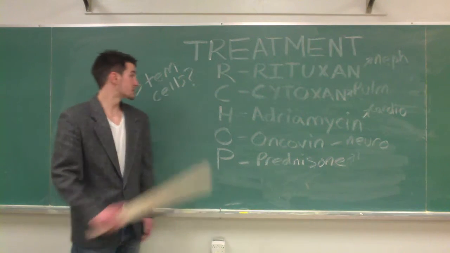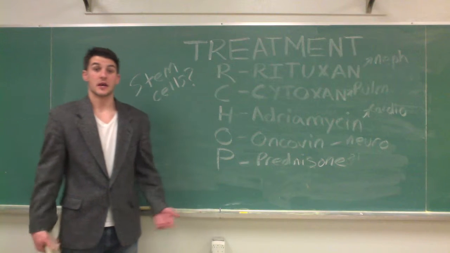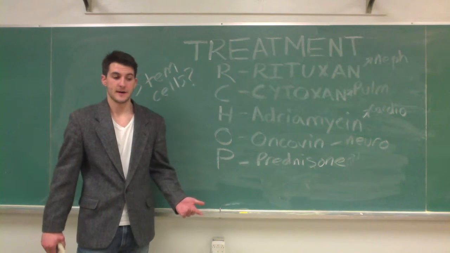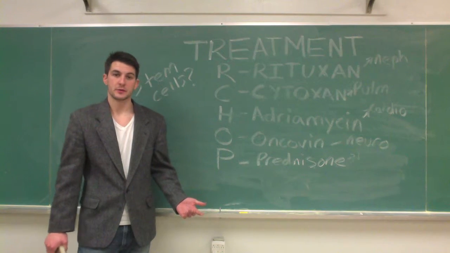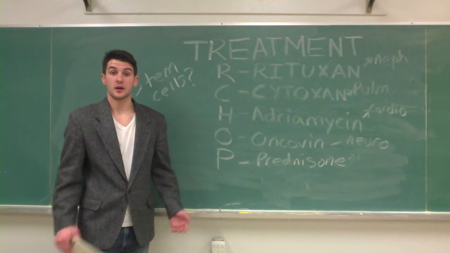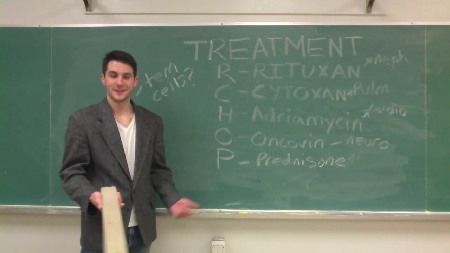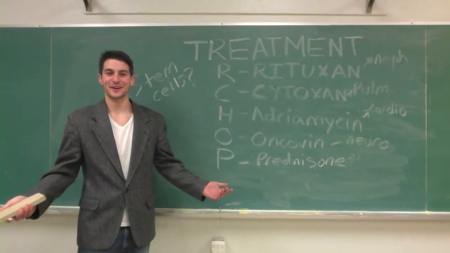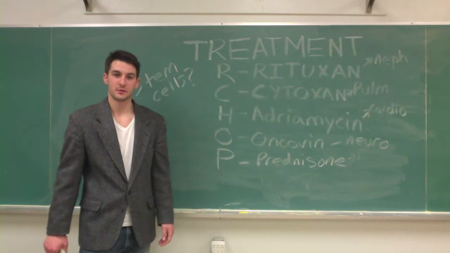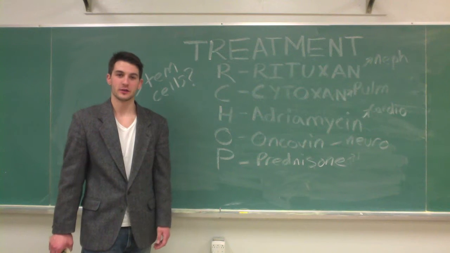Now how else can we treat this? Can we use stem cells? Yeah, we can use stem cells, but the only thing stem cells are going to do is help you tolerate the treatment a little bit better because the chemo is hard on your body. So the autologous stem cells, which are your own stem cells, will help you tolerate the chemo a little bit better and hopefully make your cure a little bit smoother.